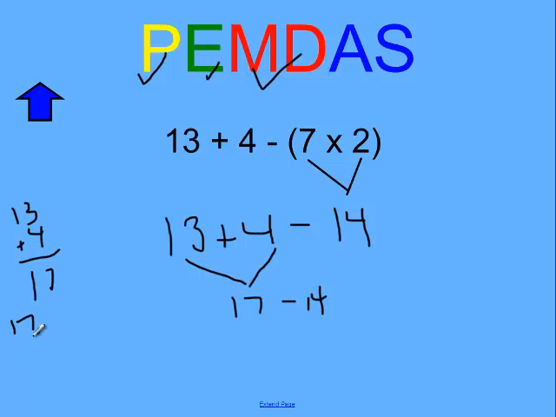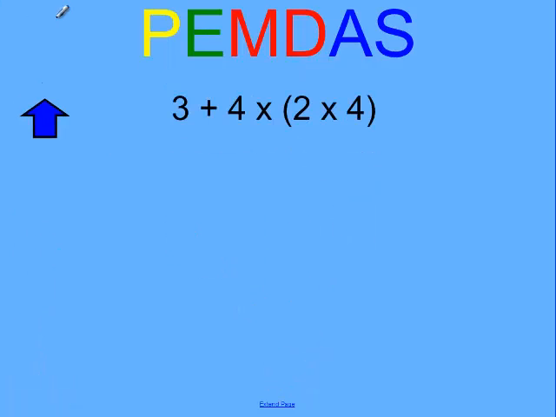Come back over here. 17 minus 14. 7 minus 4 is 3. 1 minus 1 is 0. Remember, when the 0 is first, we don't really write it if it's the very first digit. So 17 minus 14 is 3. Our final answer for this problem is 3. Okay, let's look at this one.